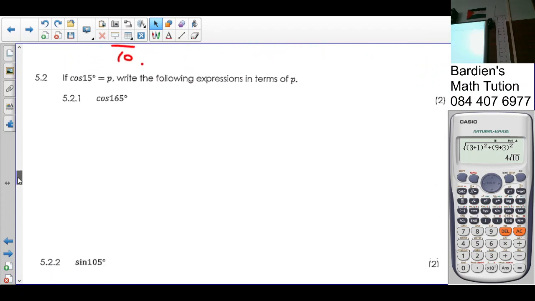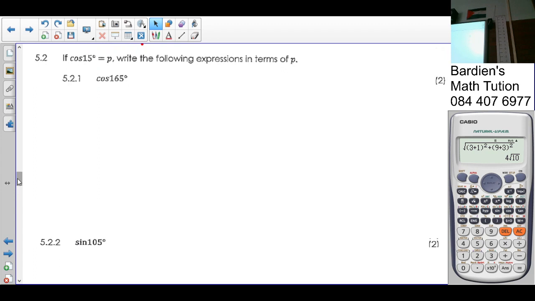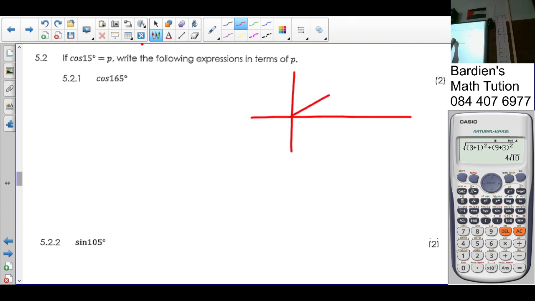5.2. Different question. If cos of 15 is equal to P, write up which quadrant is 15 degrees in? Quadrant 1, 15 degrees. What does cos stand for? Adjacent over hypotenuse. My adjacent is going to be P, my hypotenuse is 1. Write the following expression in terms of P. So in other words, I must first work out my opposite side.